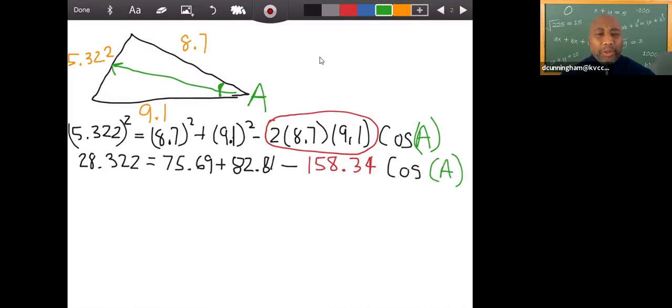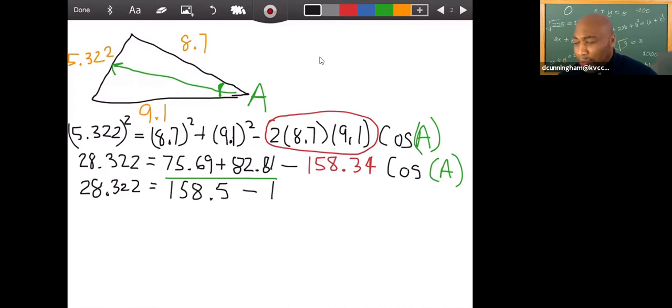Now the next step I'm going to do, I'm leaving it in green. I should just add these 2 numbers next and then move them on the other side. That should be your next step. So let's write that down. So that'll be 28.322. Now let's add what those 2 numbers are. That would be 158.5, if I'm not mistaken. Minus, let's write what I wrote down in red, 158.34 times the cosine of angle A. Everything is all in black right now, and we can solve it.